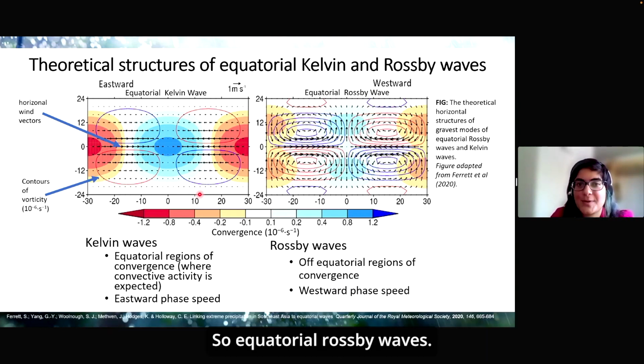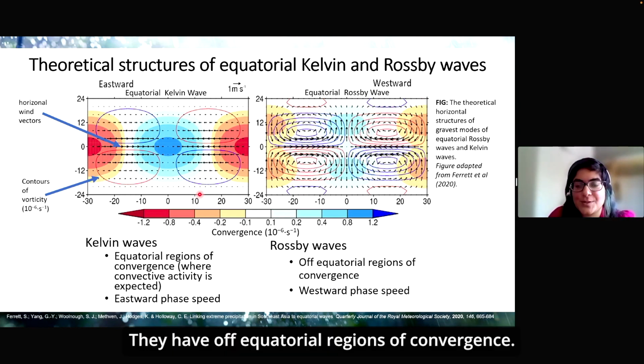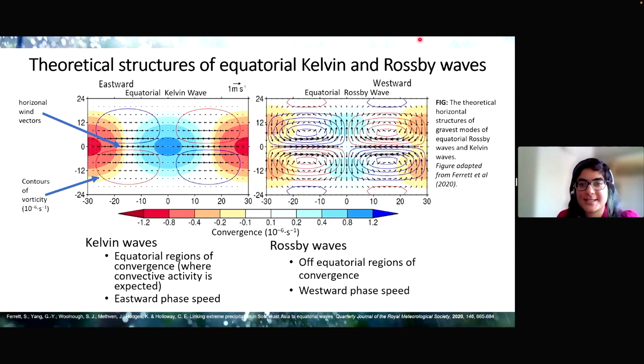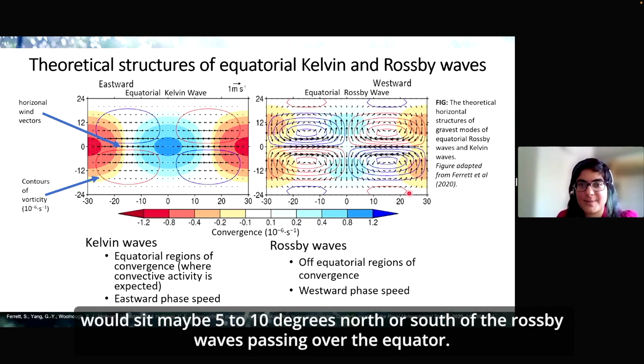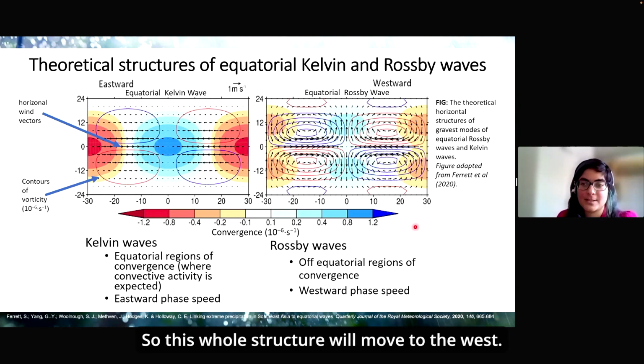So equatorial Rossby waves, the image now on the right, are a little more complicated. They have off-equatorial regions of convergence. So we'd expect that if an equatorial Rossby wave is passing over, then the region of precipitation would sit maybe 5 to 10 degrees north or south of the equator. And this one has a westward phase speed, so this whole structure will move to the west.